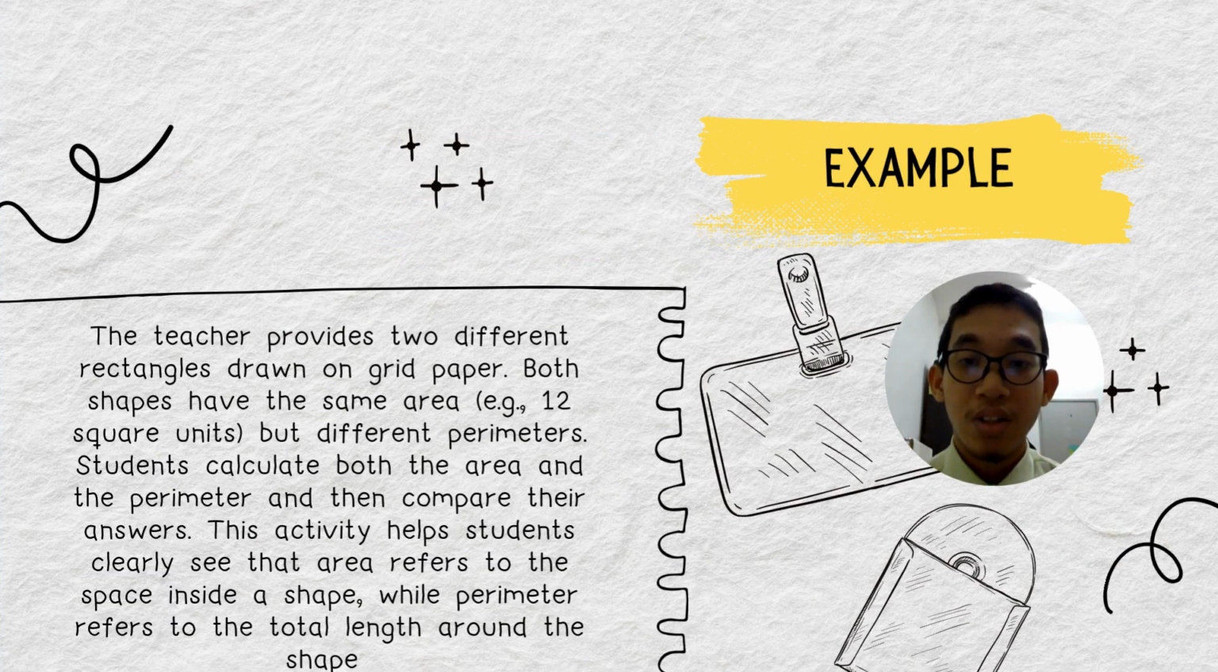For example, the teacher provides two different rectangles drawn on grid paper. Both shapes have the same area, for example 12 square units, but different perimeters. Students calculate both the area and the perimeter and then compare their answers. This activity helps students clearly see that area refers to the space inside a shape, while perimeter refers to the total length around the shape.